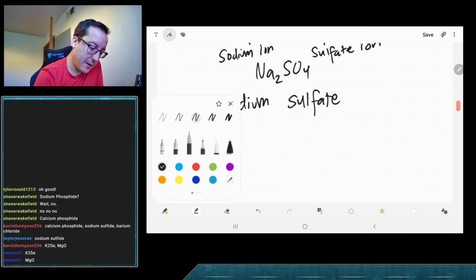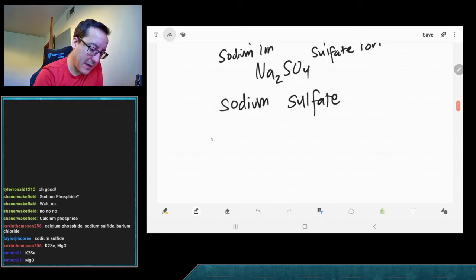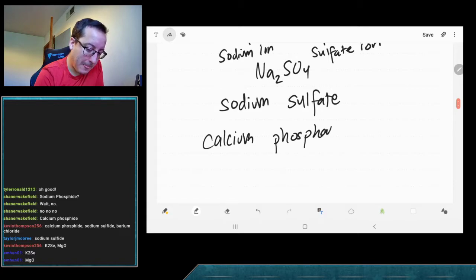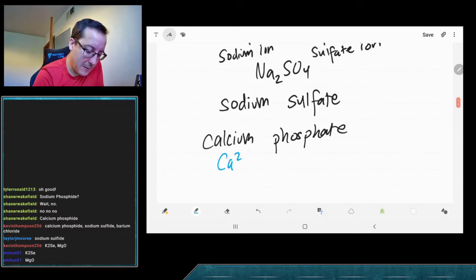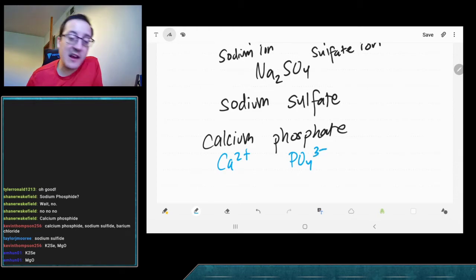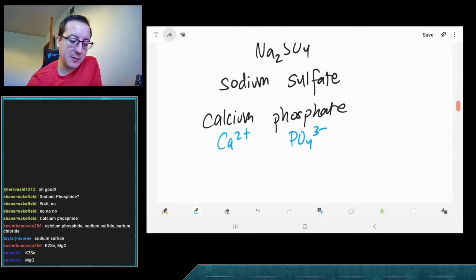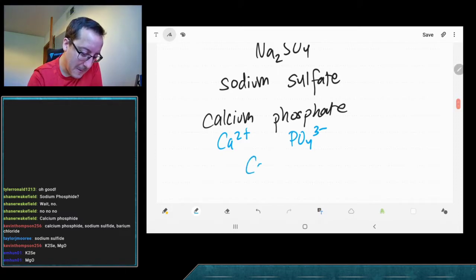Alrighty, and we can go the other way around too. We can say something like calcium phosphate. And we can say, okay, well, we know calcium is Ca2+. We know phosphate is PO4 3-. And so we're going to encounter something here that is going to be a little bit interesting. If you were to charge balance these, you could see that your least common multiple is 6. You need 6+, 6- to cancel out, or you could crisscross.